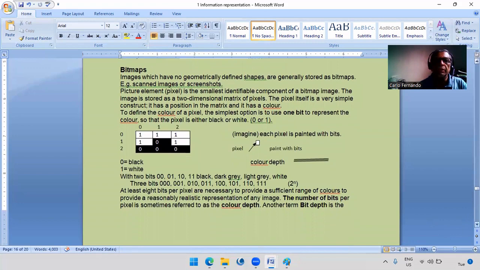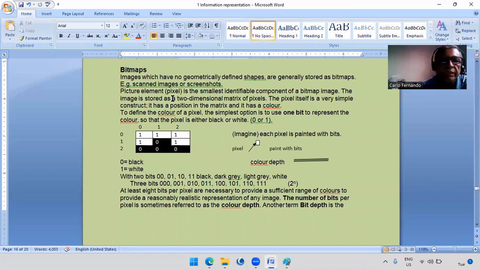And we come to bitmaps. Images which have no geometrically defined shapes are generally stored as bitmaps. They are not geometrically defined, like the circles and rectangles. They're just, for example, scanned images or screenshots. If you take a screenshot or a scanned image, those are the ones. They are just bitmaps. The definition of the objects and all that is not there.